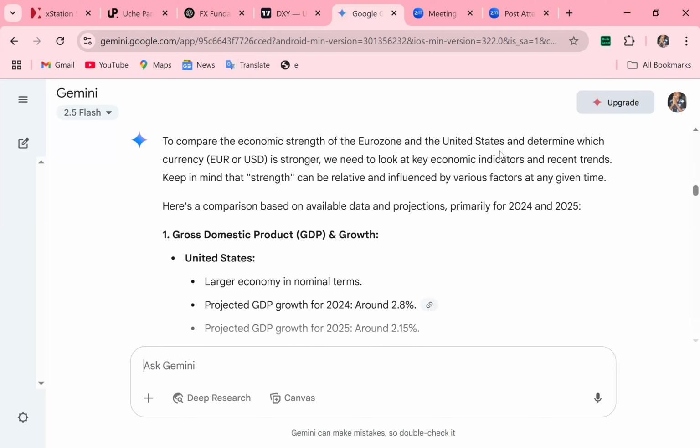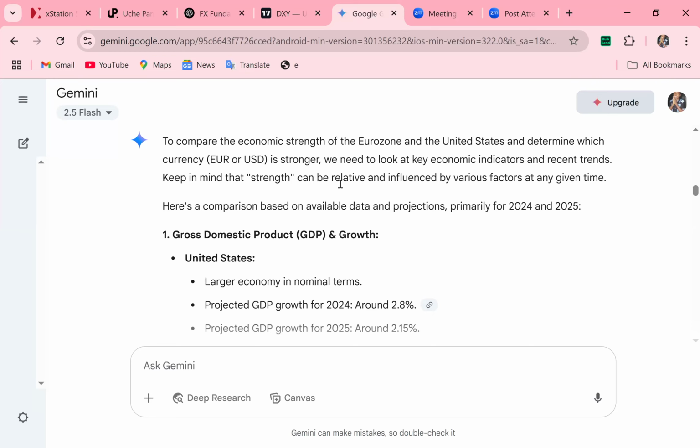So now what we need to do is look into key economic indicators, which I have said before, and the recent trend. The recent one is what we look out for, and keep in mind the strength. That's what I said, and also the relative strength and the influence by various factors at a given time.